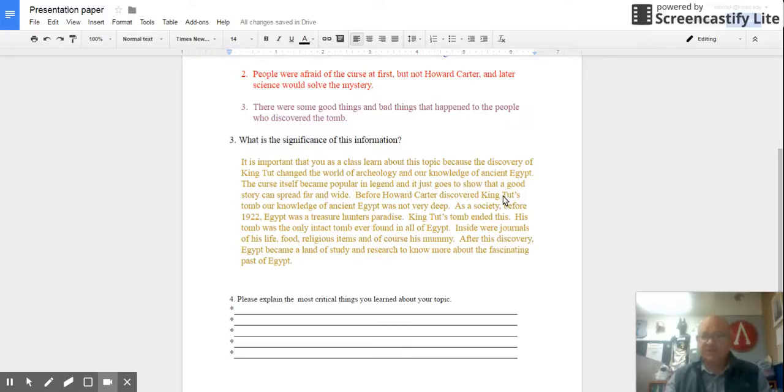The discovery of King Tut's tomb changed archaeology as we know it. Before the discovery of King Tut's tomb, Egypt was more like a treasure hunting ground than it was anything to do with research and knowledge. And then because his tomb was discovered and it was the only intact tomb, nobody had ever found an intact tomb before, filled with journals and information and relics about religion, we as a society learned more about Egypt than ever before.